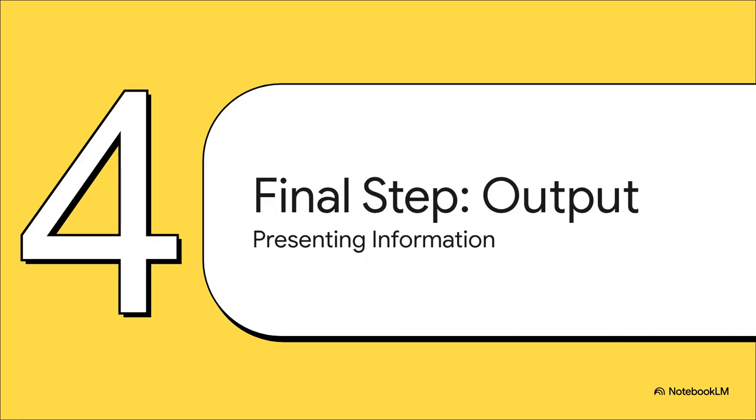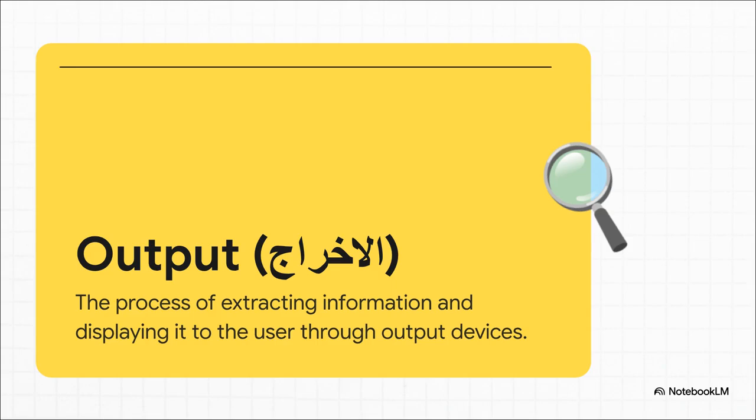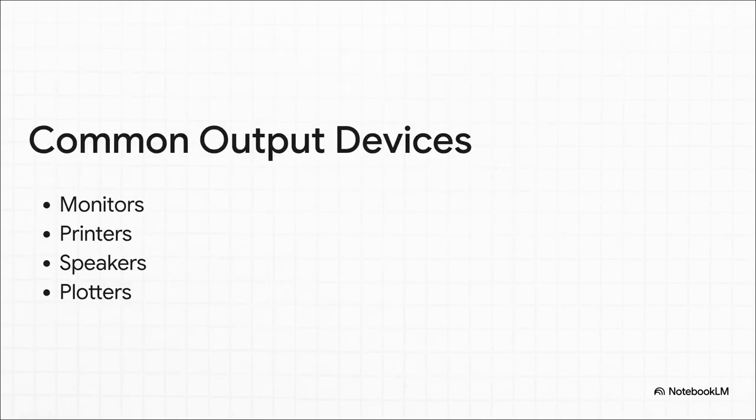All right, our data has been input, it's been processed, it's been stored, it's been transformed. The final step of its journey is to come back out into our world, but now as something meaningful. This is called output. And notice the change in wording here. What went in was raw data. What comes out is processed information. The computer has taken those raw ingredients, it's followed the recipe from the software, and it has created a finished meal for us.